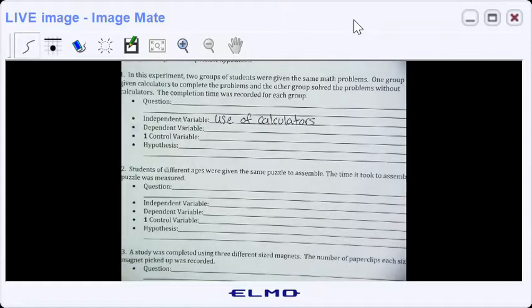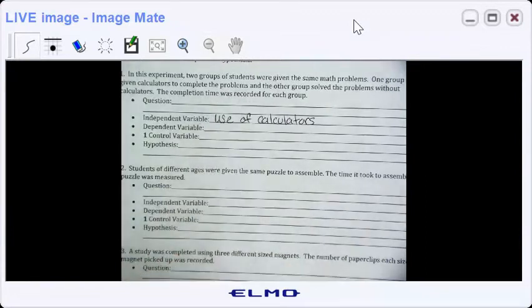Next, we want to identify our dependent variable. So that is something that's measured, collected, recorded. So what was recorded or collected in this group? A completion time was recorded.